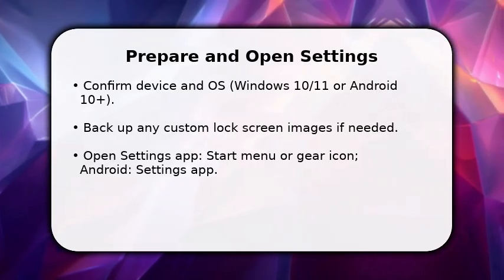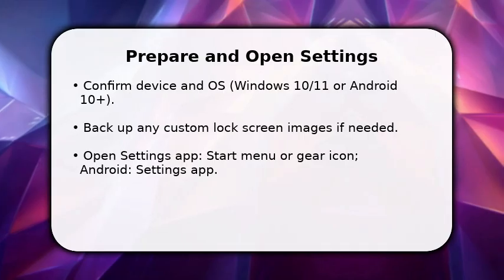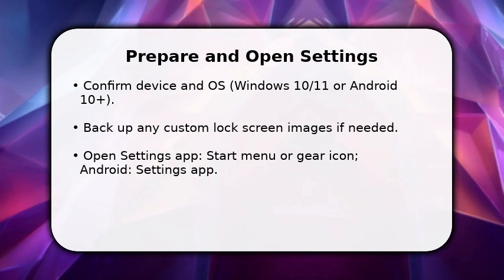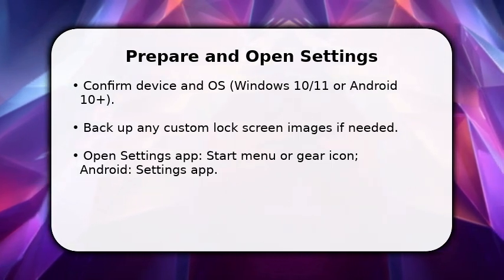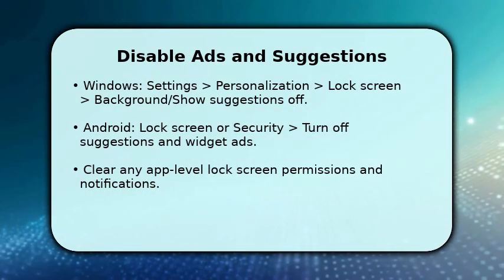Next, locate Personalization or Lock Screen options. These are the controls that show or hide promotions and suggestions. Now tap or click into the lock screen settings to begin disabling ad and suggestion features. You'll now remove the ad sources by toggling options off.